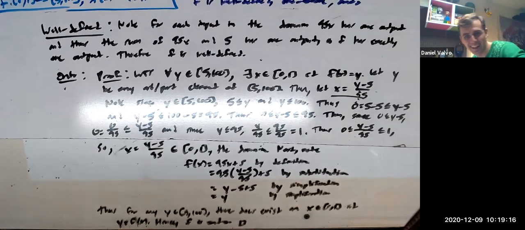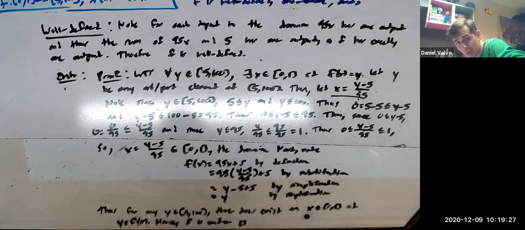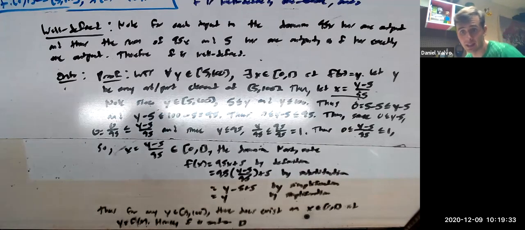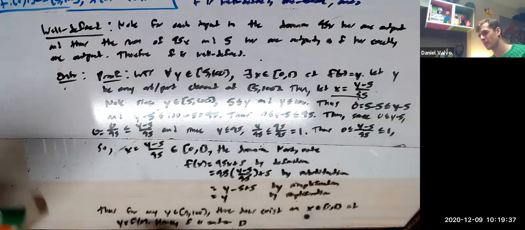Okay, that's our proof right there. So this shows that f is onto, because for any y you give me, any y you pick in the codomain, I can find an x in the domain, namely just by taking that y, subtracting 5 and dividing it by 95, that I know I can plug into f and get that y back out. So every single y is hit by a particular x.